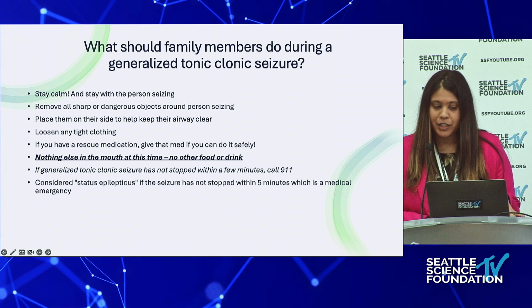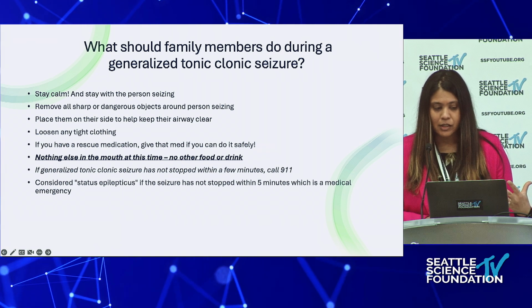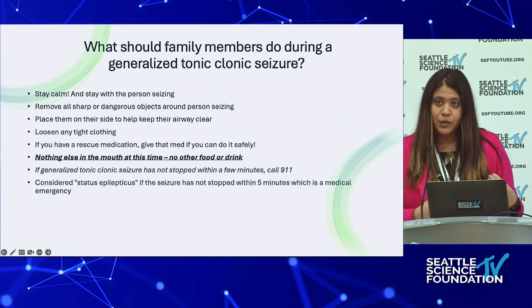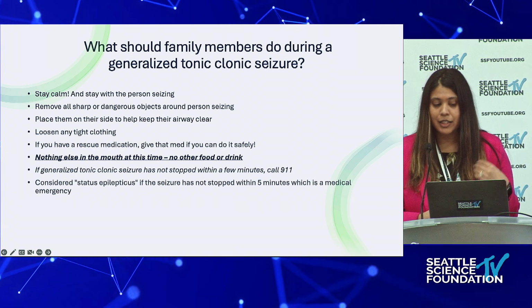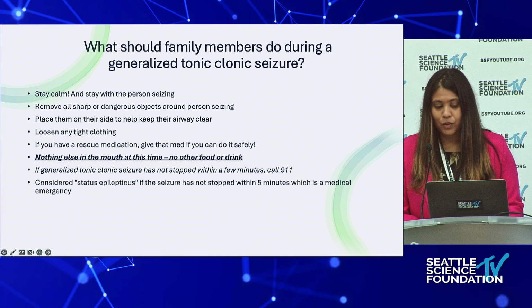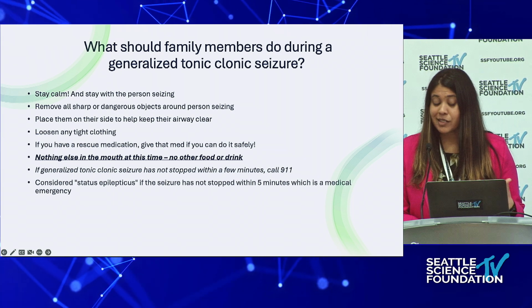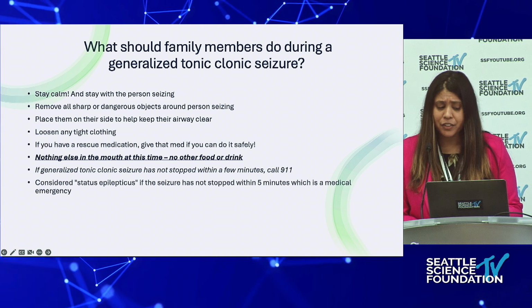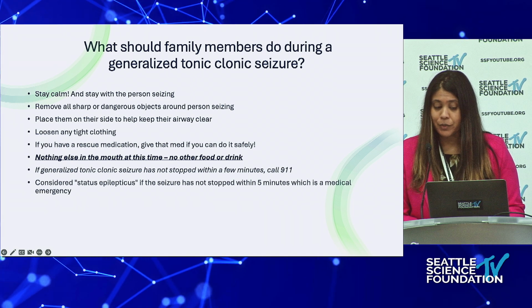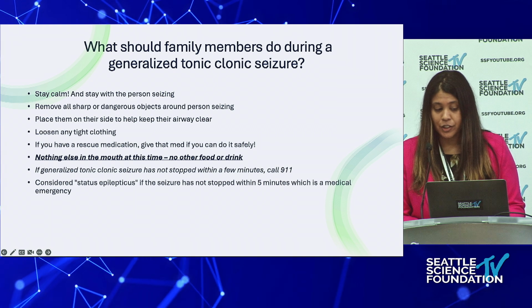Remove all sharp or dangerous objects around the person seizing. Place them on their side to keep their airway clear. Loosen any tight clothing, whether that's a collar, a tie, things like that. If you have a rescue medication, which some of you may have at home, give them the medication if you can do so safely. However, nothing else should be in the mouth at this time. No food or drink while someone is having a generalized tonic-clonic seizure.